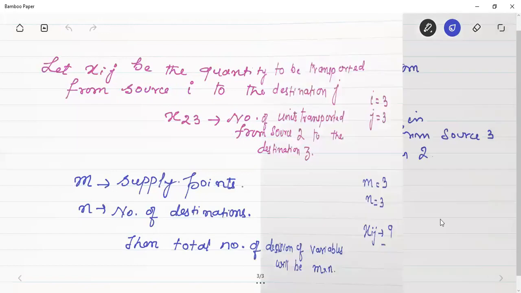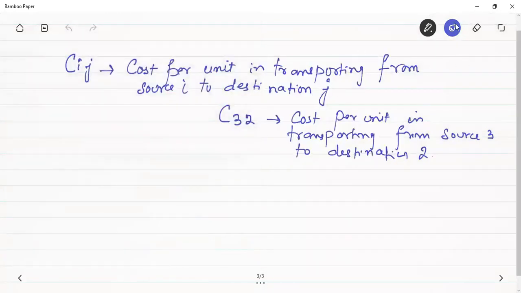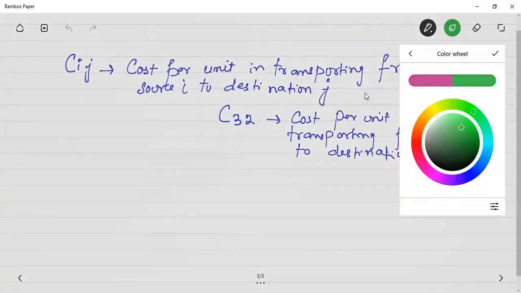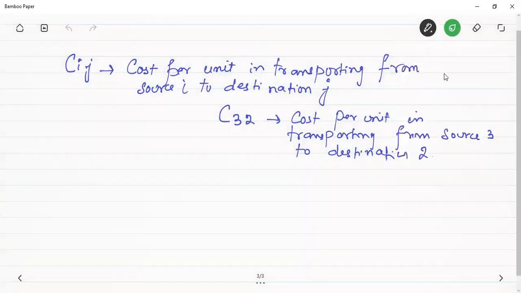Therefore if we write its unit, the unit will be rupees per unit. When we multiply it with the number of units, then unit and unit will cancel. We will get the unit of cost, which will be rupees. So Cij is the cost per unit.